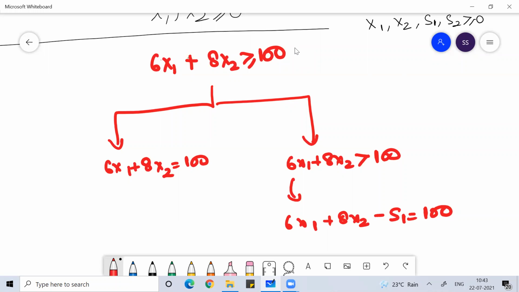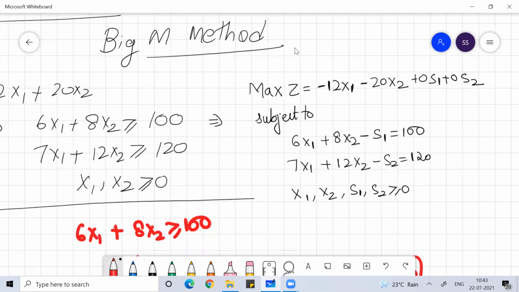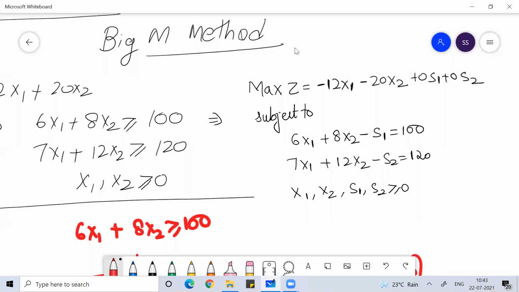You introduce a dummy variable s1, where s1 takes all the values from 6x1 plus 8x2 minus 100, so that your LHS becomes equal to RHS. The objective of introducing this variable is to make the equation where your LHS becomes equal to RHS.